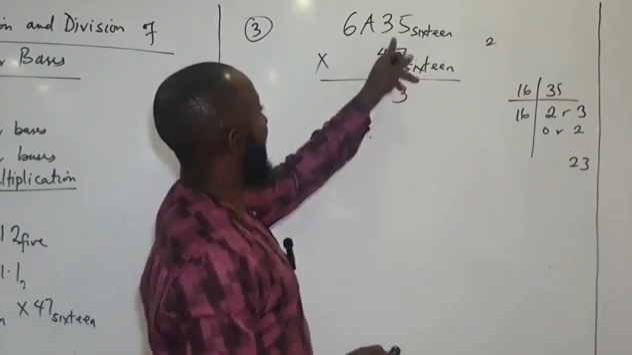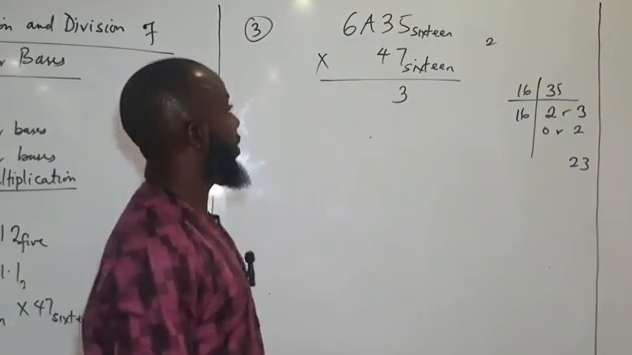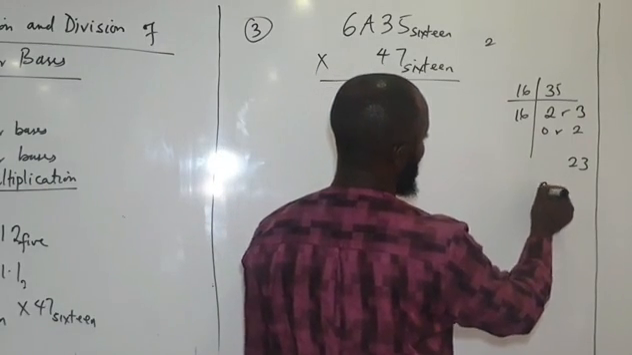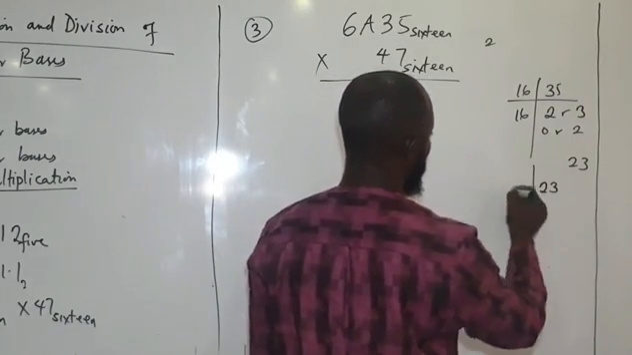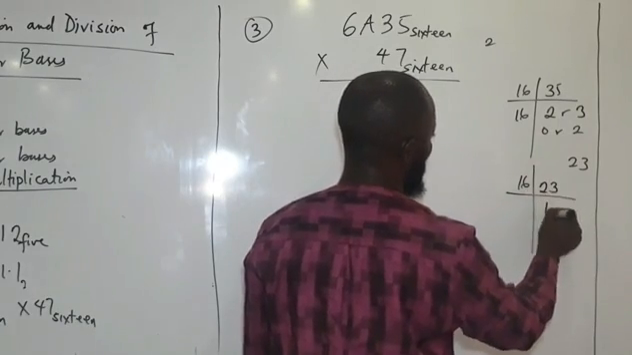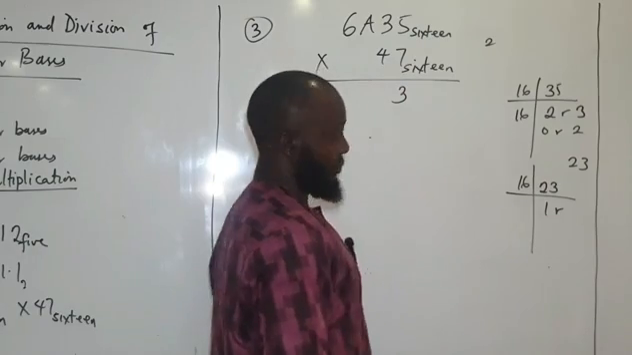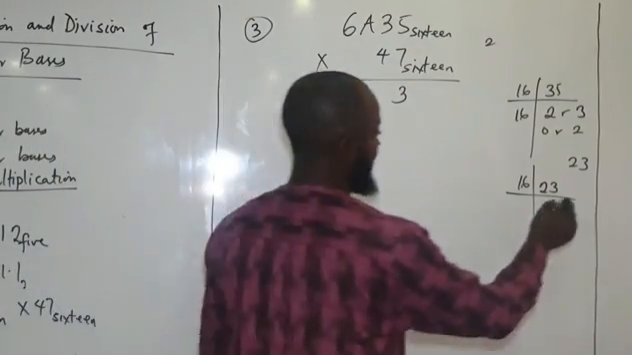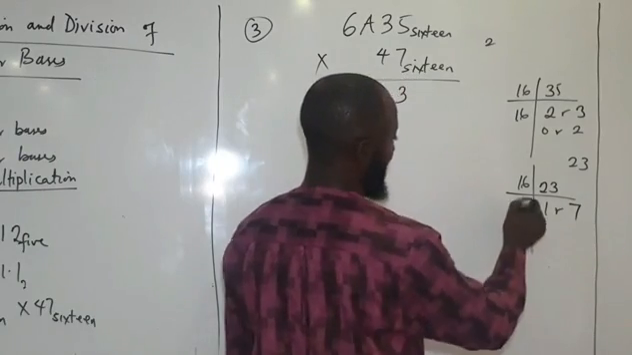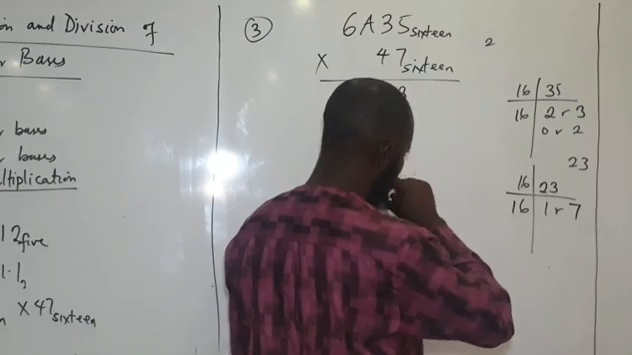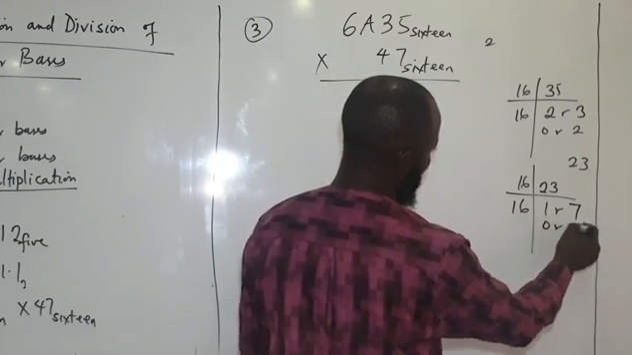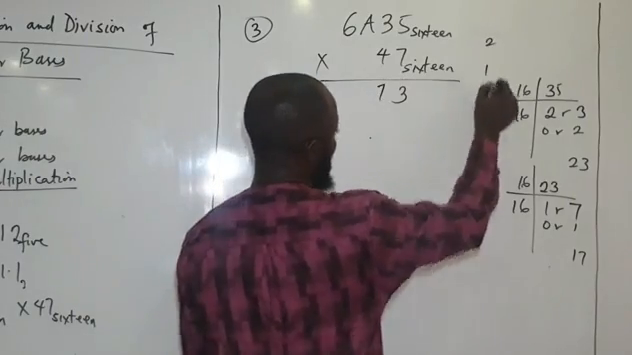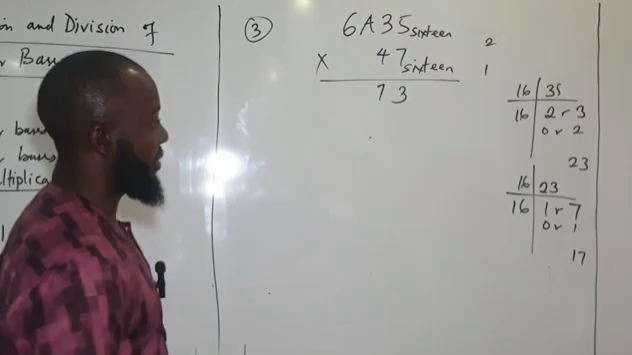So then 7 times 3 gives 21. 21 plus 2, that is what? 23. 23 in base 16, that is 1, remainder what? This remains 7. 16 into 1 is 0, remainder 1. That is 1, 7. We write 7, we carry what? 1. I hope I'm making sense.